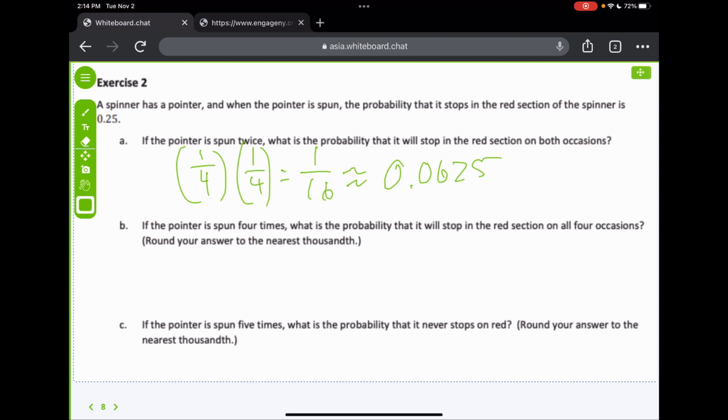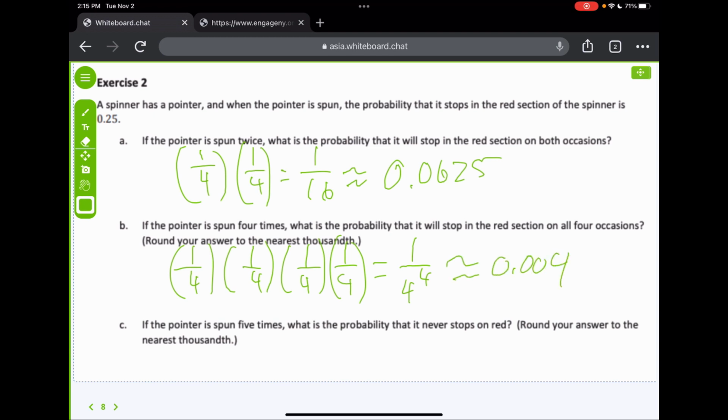Now, if the pointer is spun 4 times, what's the probability that it will stop on the red section on all 4 occasions? Well, we would just multiply it by itself 4 times, which would be equal to 1/4 to the 4th power, which is about 0.004. Those likelihoods are not good for either one. This happens about 6% of the time, and this one happens absolutely never, almost.